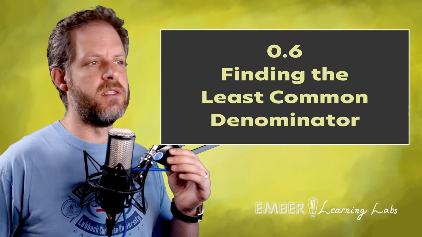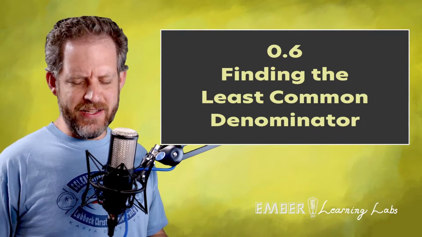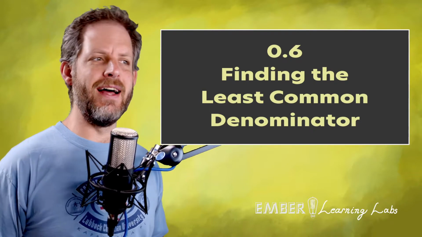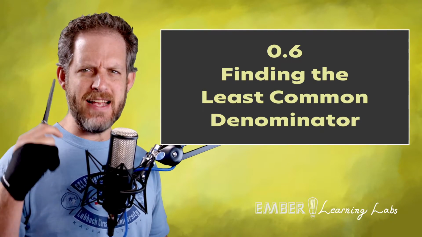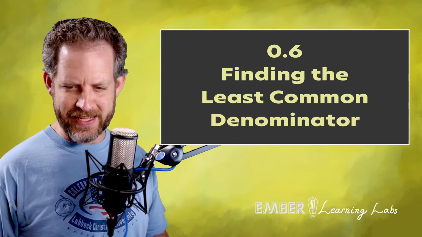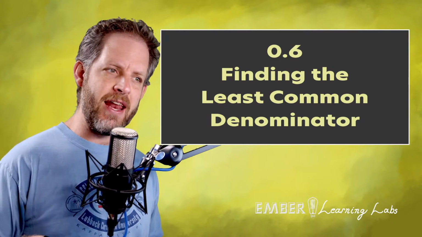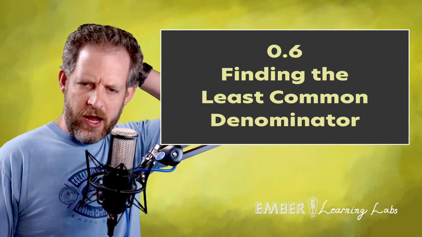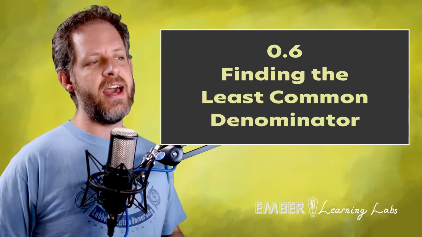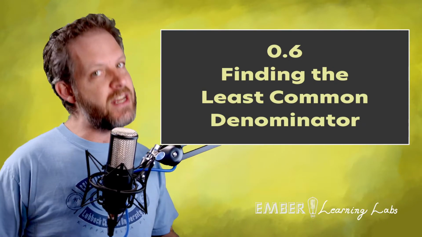All right, kids. The cool thing about lesson 6 here is that it's basically the same as the last lesson. So we're going to give more practice with that. We're just going to do the same thing, but in a new context. In this video, all we're going to be looking at is finding the least common denominator.